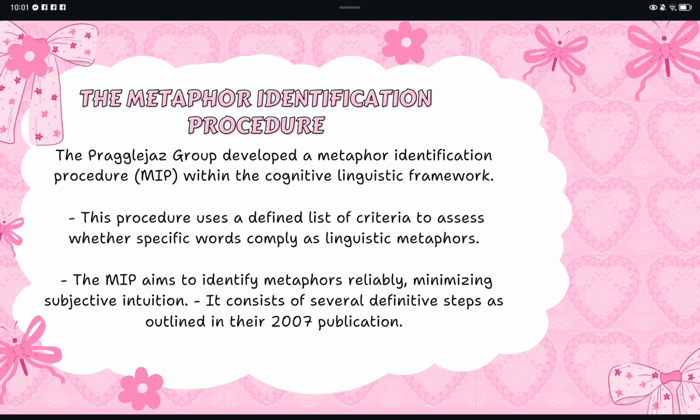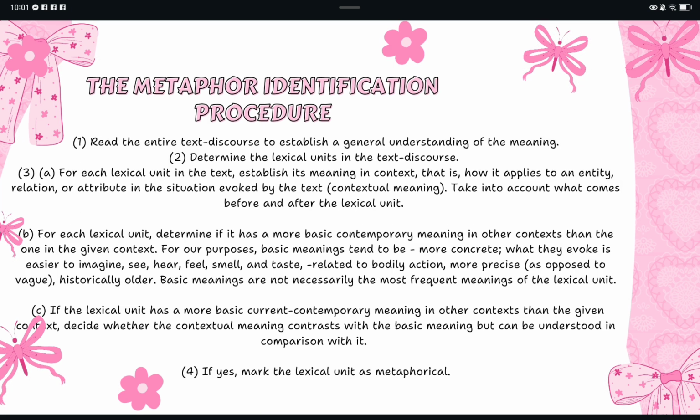So next is it consists of several definitive steps as outlined in their 2007 publication. These are steps researchers follow. So the MIP involves a series of steps that researchers follow to identify metaphors in a text or speech. These steps are outlined in detail in a publication by the Pragglejaz Group from 2007. So next is the procedure. First, read the entire text or discourse to establish a general understanding of the meaning.